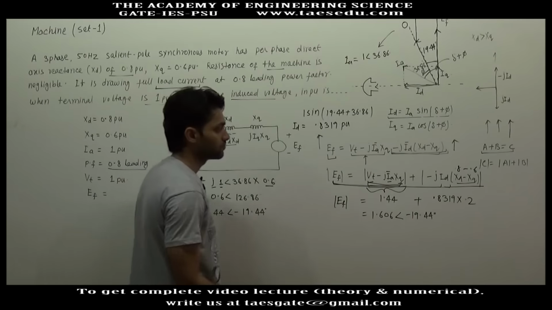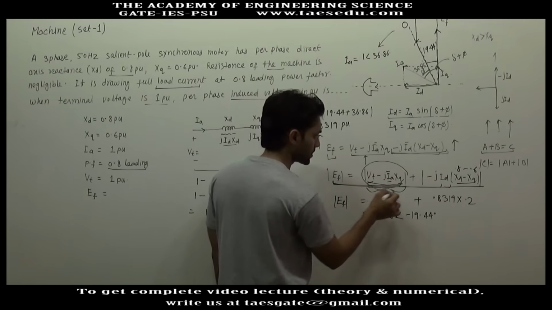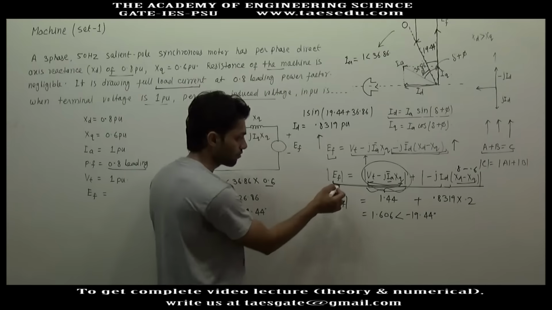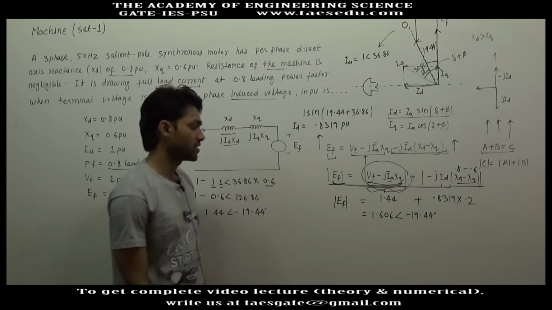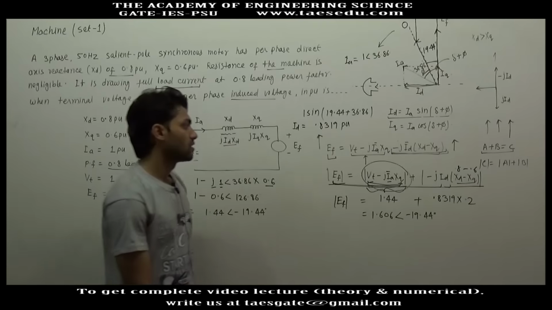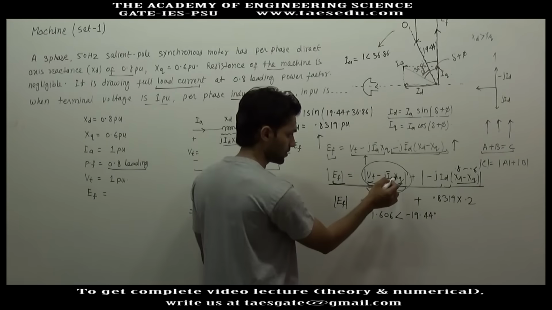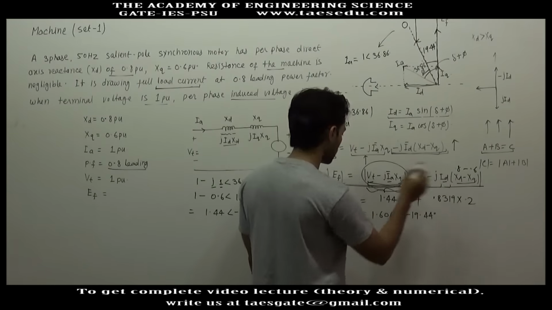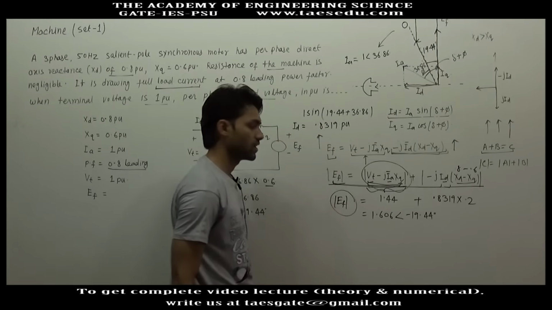Okay, so the angle of this vector only will give you the delta. You need not calculate the exact value of the EF vector to find out delta. From this vector you will get delta, then you will calculate Id, then you will calculate the complete value of EF.